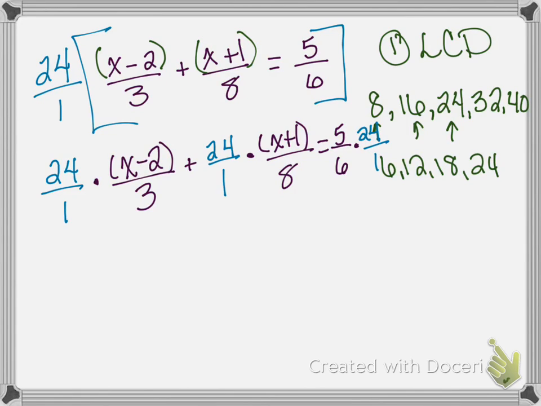So now we are going to cross cancel. What goes into 3 and 24? 3 does. 3 goes into 3 one time, 3 goes into 24 8 times. This is where we're going to distribute, right there.